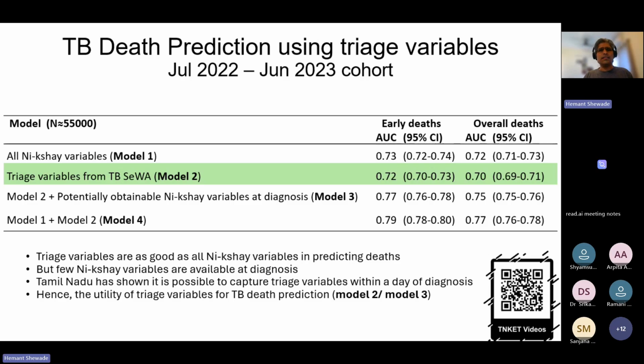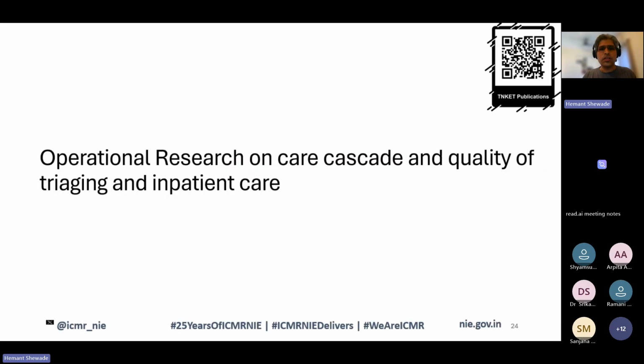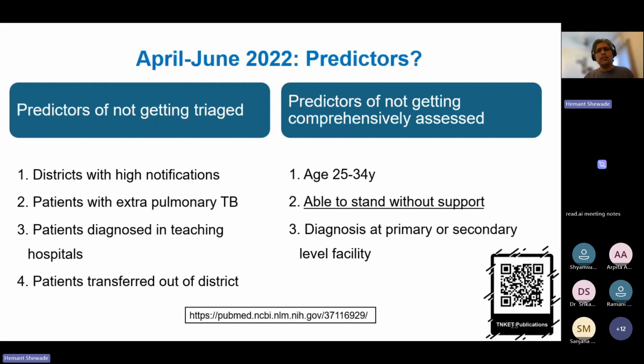So in addition, what we did following 2025, that is once we stopped TN-KET, is take this death prediction model out of TB Seva, and not just model 2, we provided model 1, model 2, model 3, model 4 as a TB death prediction calculator, so that not just Tamil Nadu, but other states can also use this TB death prediction calculator, which is not a data entry tool, but a death prediction tool, a calculator that provides predicted probability at TB diagnosis.